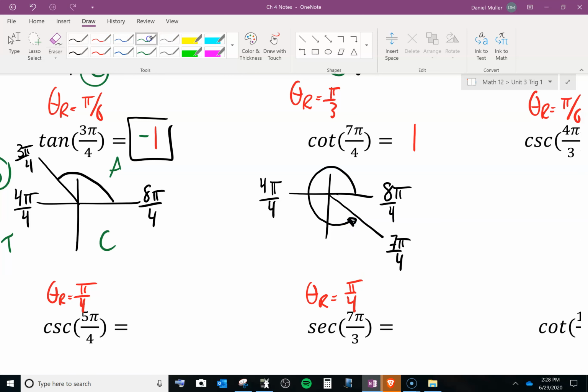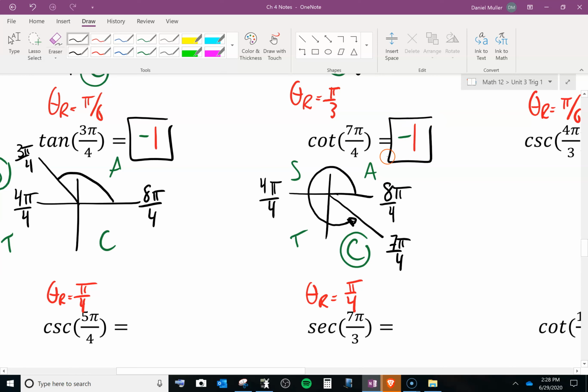I already got that. So I just need to see which quadrant I'm in. And I'm in the C quadrant. It looks like I have a C here, but it's actually a tangent. So only cosine is positive. I do not have a cosine. I have a tangent. So I'm going to make mine negative. So it's a negative 1.